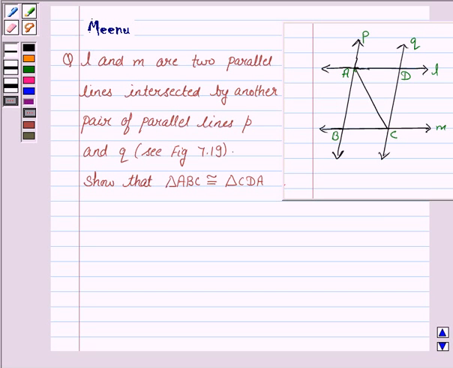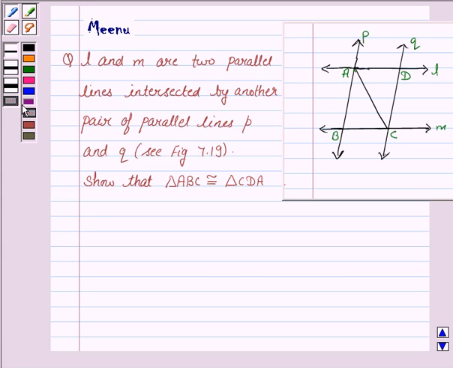Let's discuss the following question. It says L and M are two parallel lines intersected by another pair of parallel lines P and Q. Show that triangle ABC is congruent to triangle CDA.